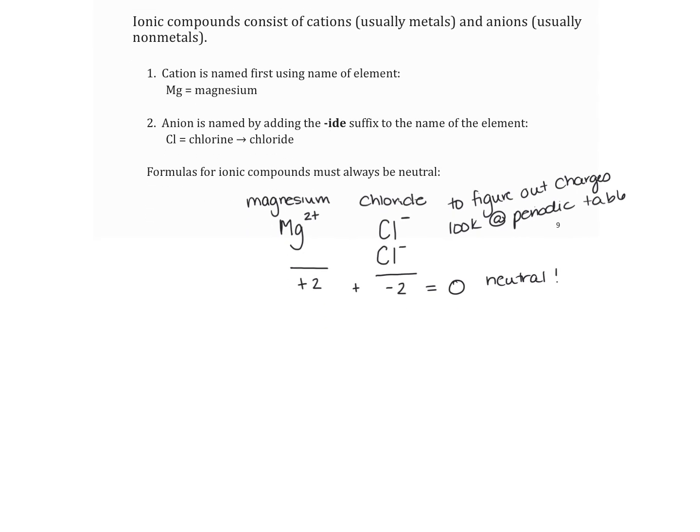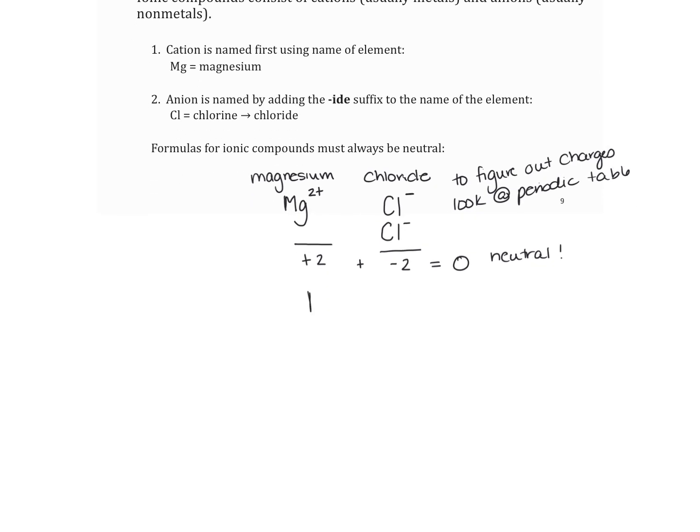neutral. And so what we do when we write the compound is we say, great, we need 1 magnesium. Now we're not going to put a 1 there. It's understood. But we do need to put a 2 because we require 2 chlorines.